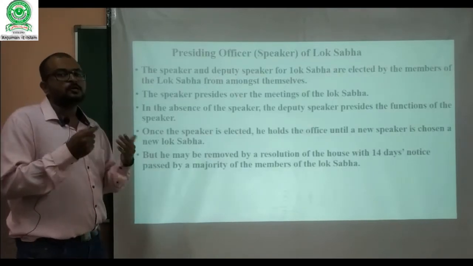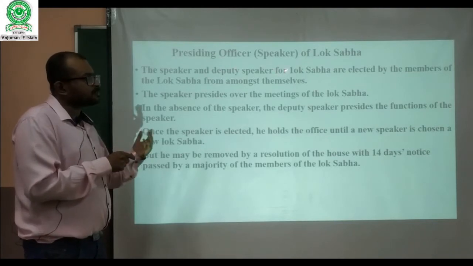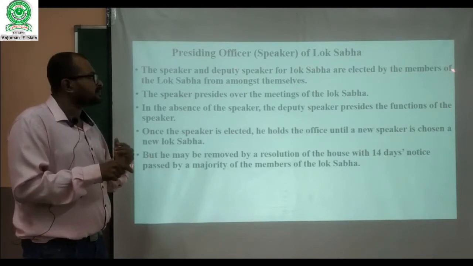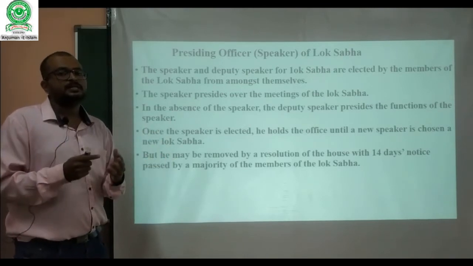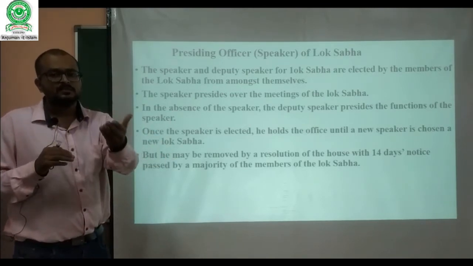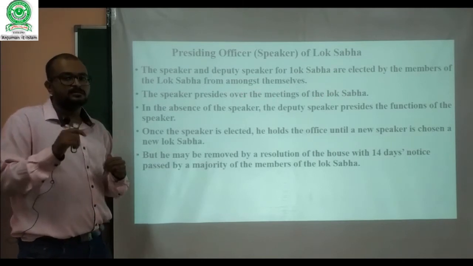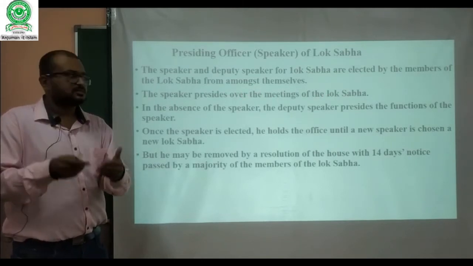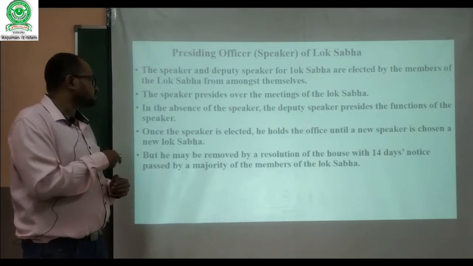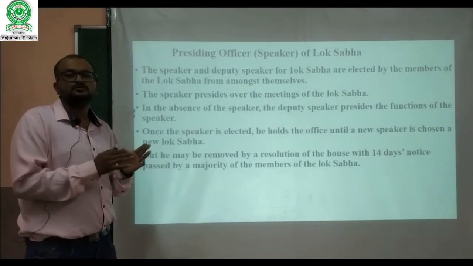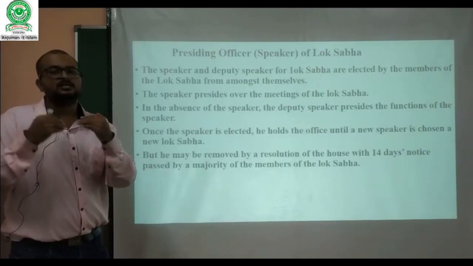Let's come to the presiding officer of Lok Sabha and what he does. The speaker and the deputy speaker of the Lok Sabha are elected by the members of the Lok Sabha from amongst themselves. Here, they conduct a meeting and select a leader who looks after the Lok Sabha. The speaker presides over the meetings of the Lok Sabha, meaning he looks after the proceedings. In the absence of the speaker, the deputy speaker presides over the functions of the speaker. If the speaker is absent due to ill health or other reasons, the deputy speaker can take charge and run the Parliament.